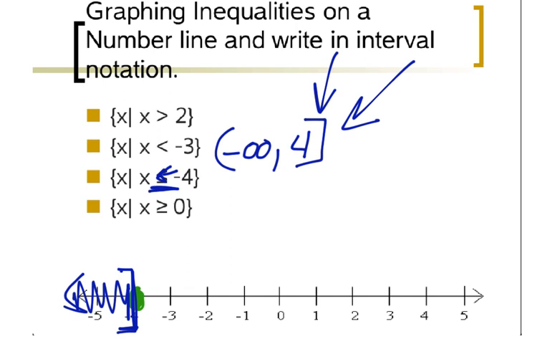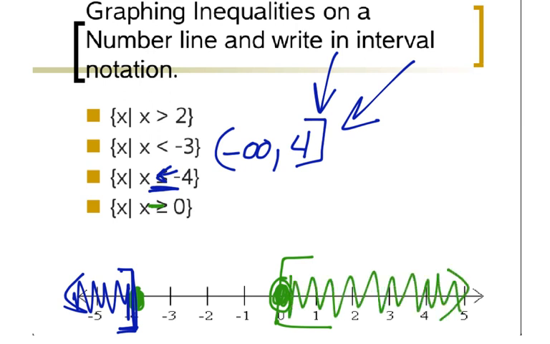so I use the bracket. And finally, I got x is bigger than or equal to 0, so I'm at 0. It would have been a solid dot, but again, I use a bracket instead, and I'm going to be shading to the right because the arrow points to the right, and I shade it in, and my graph will look like that. My interval notation would be I can touch 0, so I use a bracket, all the way up to infinity. Can't touch infinity because you can never touch infinity, and you close with a parenthesis.